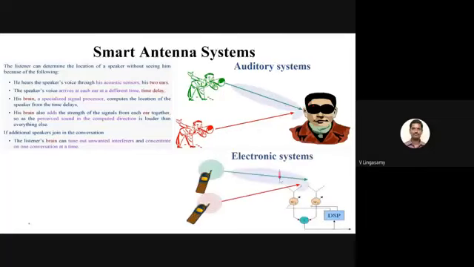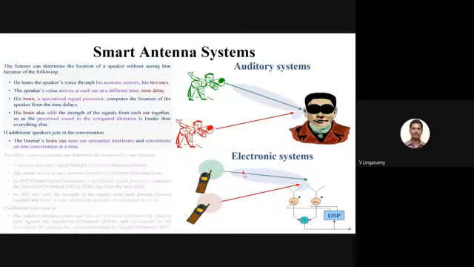Next is a similar analogy, the same thing implemented in real-time electronic applications. Basically, here what we are doing, we have a DSP processor similar to our brain, and we have weights which have to be applied to the antenna elements. Then we are tuned to the wanted user basically. So that's what the electronic system does.